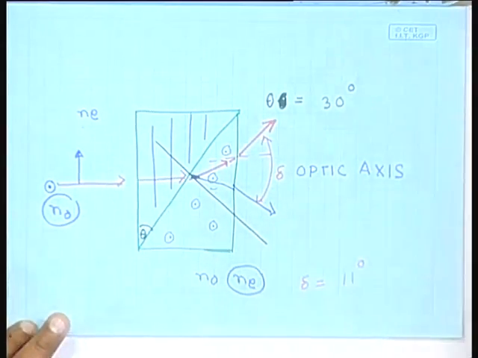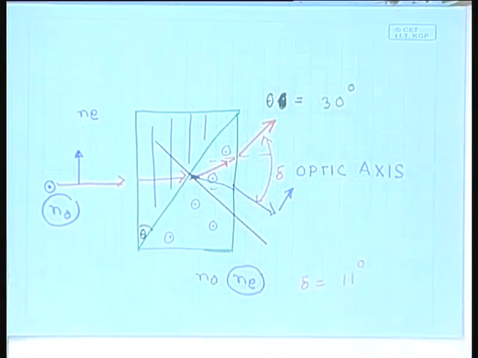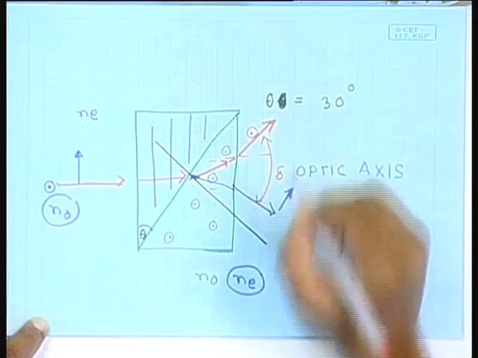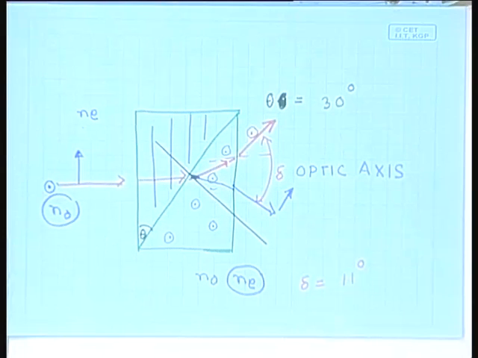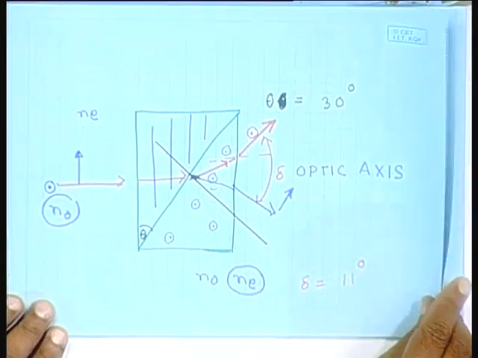This ray is going to be polarized in this direction in the plane of the paper, and the ray that comes out here is going to be polarized perpendicular to the plane of the paper. So, you have produced two polarized rays coming out with mutually orthogonal polarization.